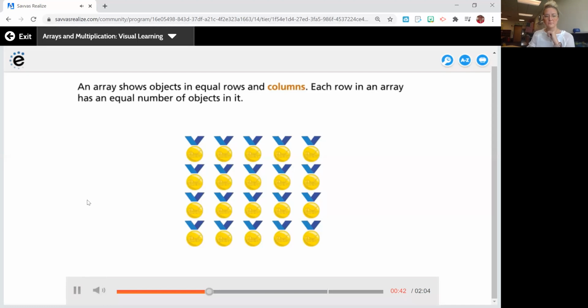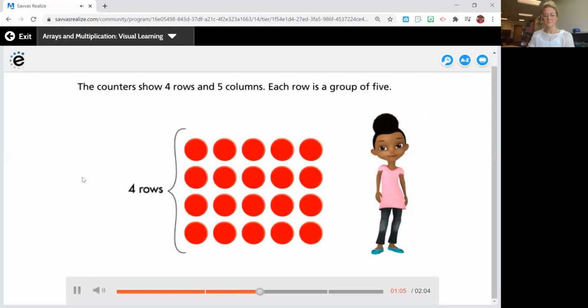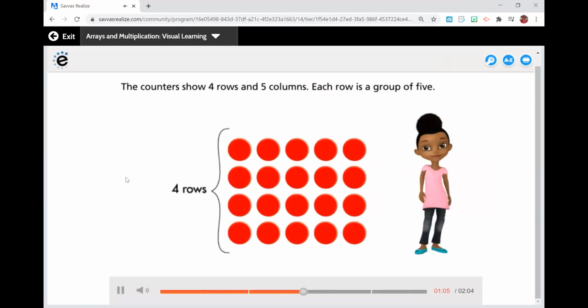An array shows objects in equal rows and columns. Each row in an array has an equal number of objects in it. The counters show 4 rows and 5 columns. Each row is a group of 5.